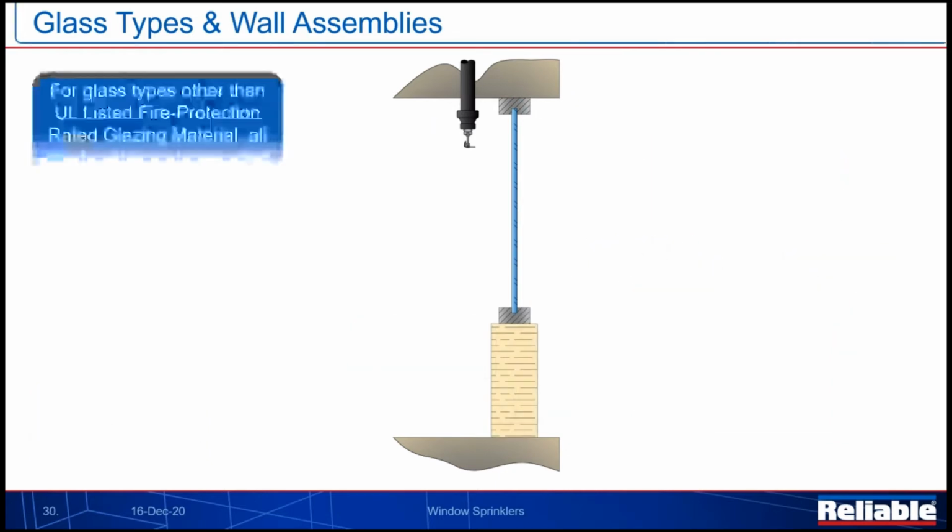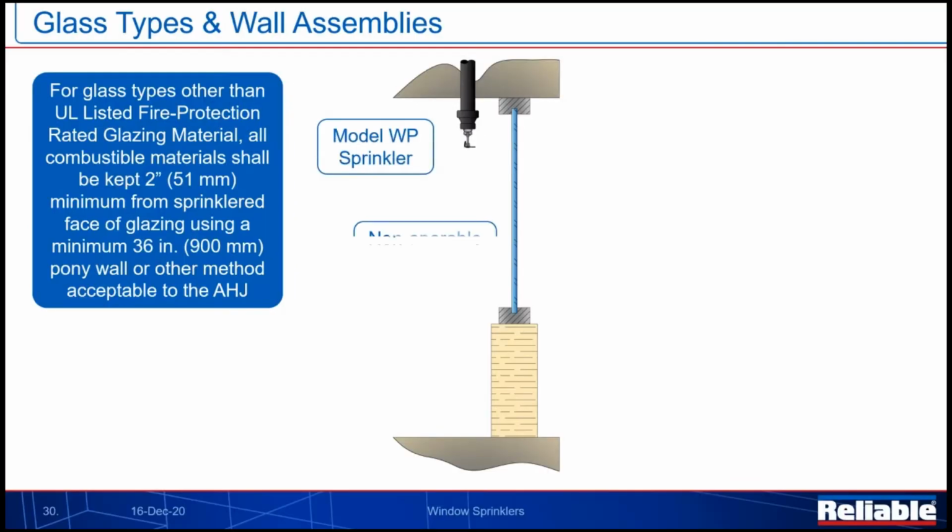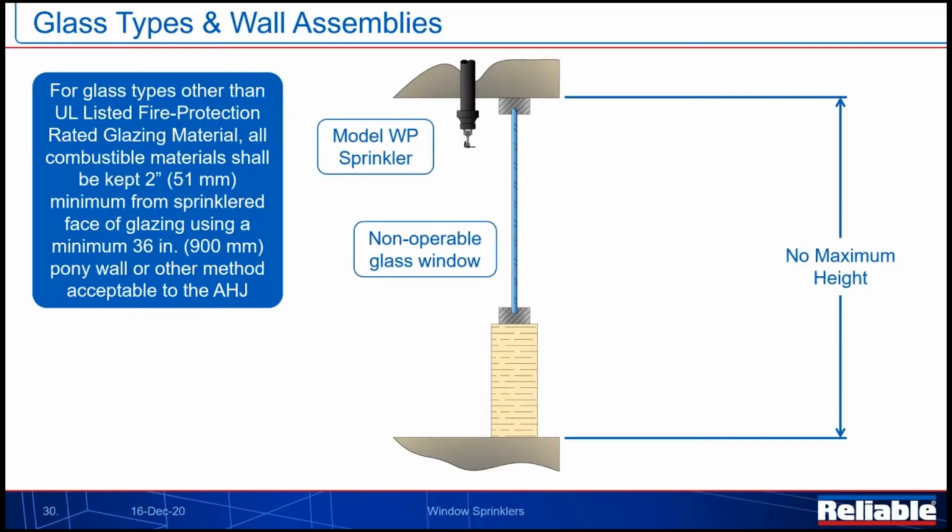Now let's talk about installing this with material that's not the fire protection rated glazing material. So our heat strengthened and our tempered glazing materials. You'll see right away that we have no maximum height once again, and we have our non-operable window, but down here we have what is known as a pony wall. So a requirement of a 36-inch minimum pony wall needs to be installed in order to use these sprinklers.